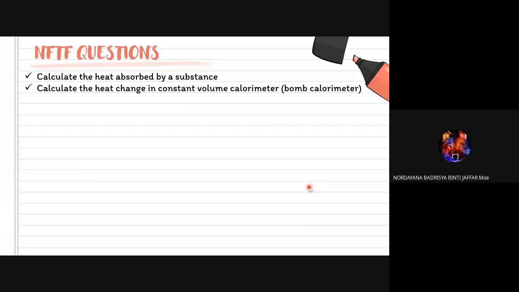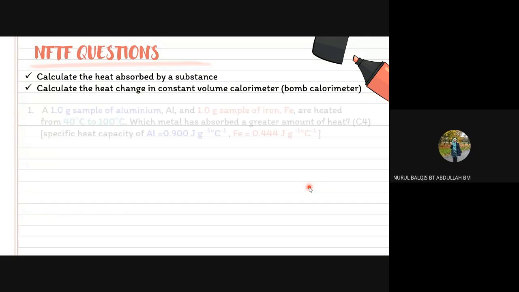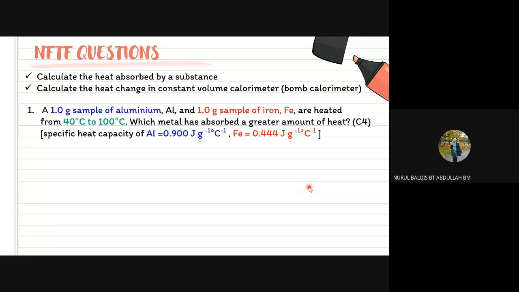For non-face-to-face questions, the learning objective is to calculate the heat absorbed by a substance and calculate the heat change in constant volume calorimeter, the bomb calorimeter. Okay, so given to you 1 gram sample of aluminium and 1 gram sample of iron are heated from 40 degrees C to 100 degrees C. Which metal has absorbed a greater amount of heat?